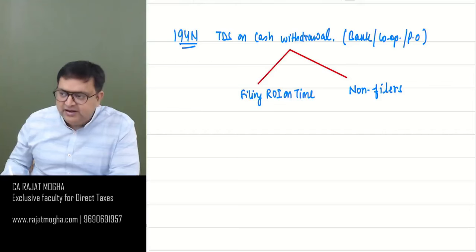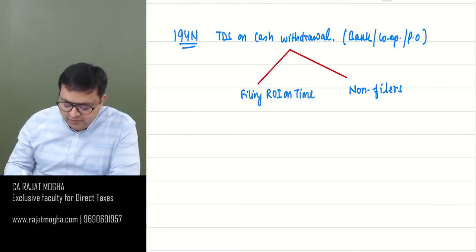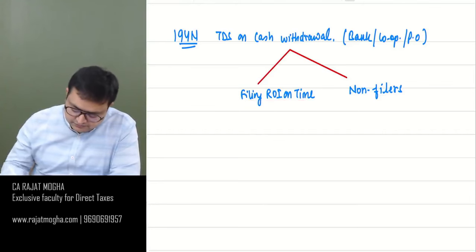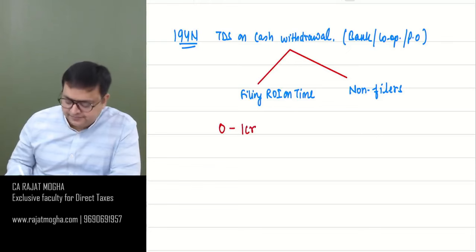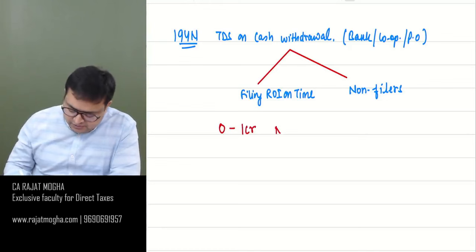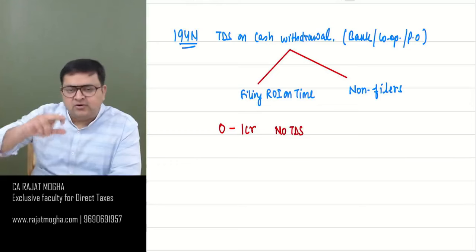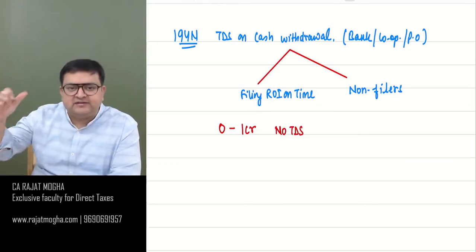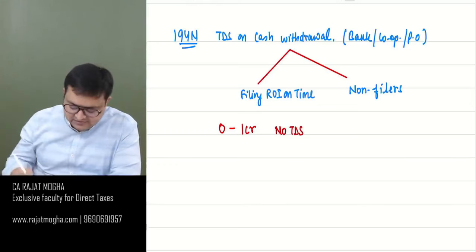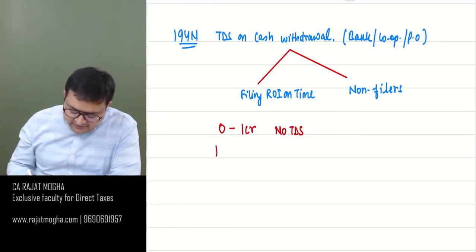So what would be the TDS rate? First of all, for the people who are filing their ROI on time, if the cash withdrawal is from 0 to 1 crore, no TDS. Guys, we don't deduct TDS on the entire amount; it is like a slab rate. 0 to 1 crore, no TDS. And if it exceeds 1 crore to infinity, the TDS rate is 2%.